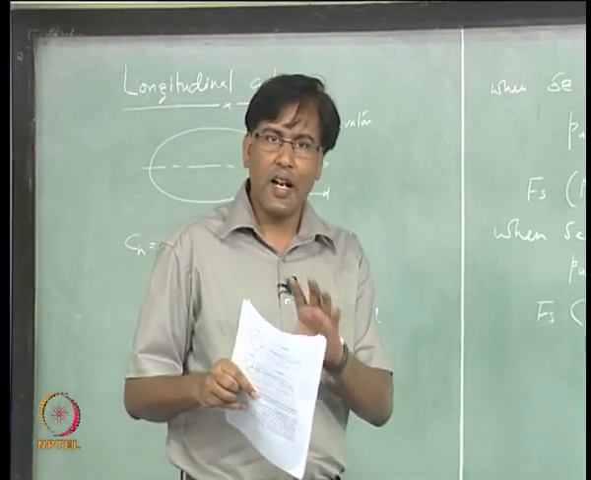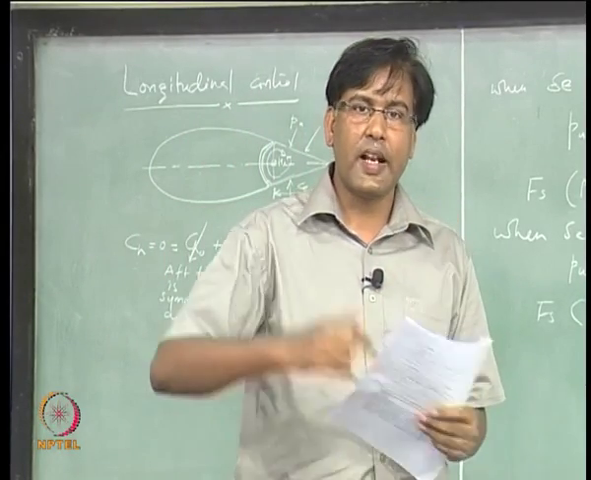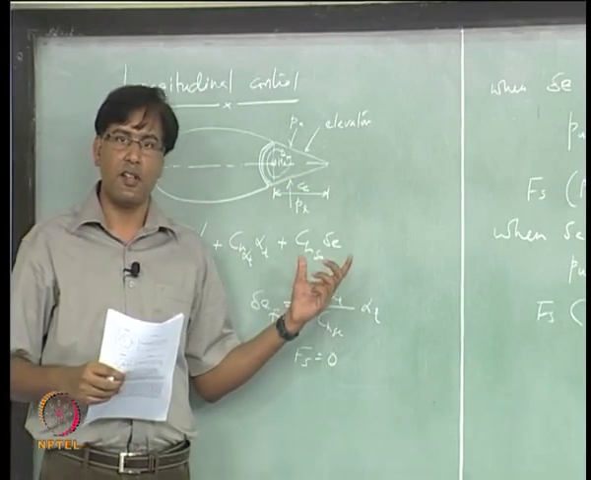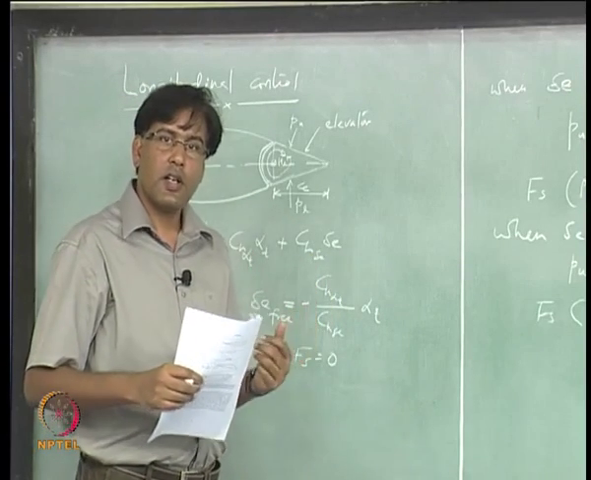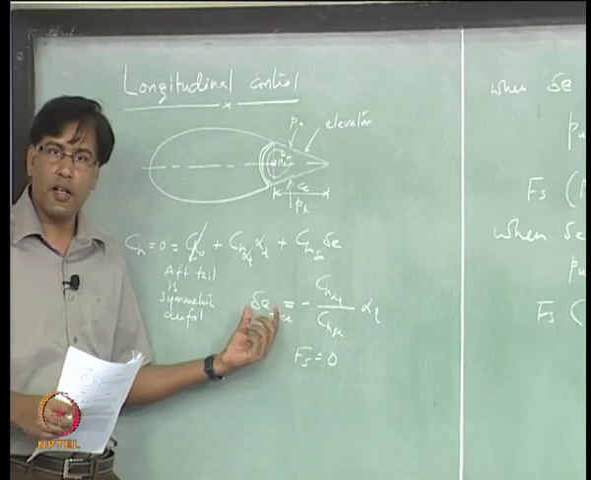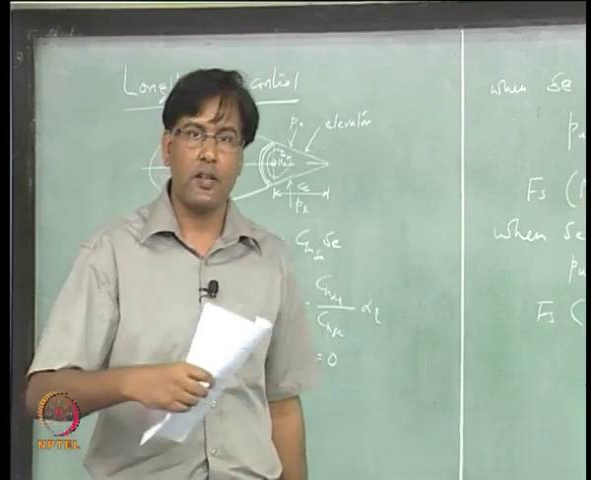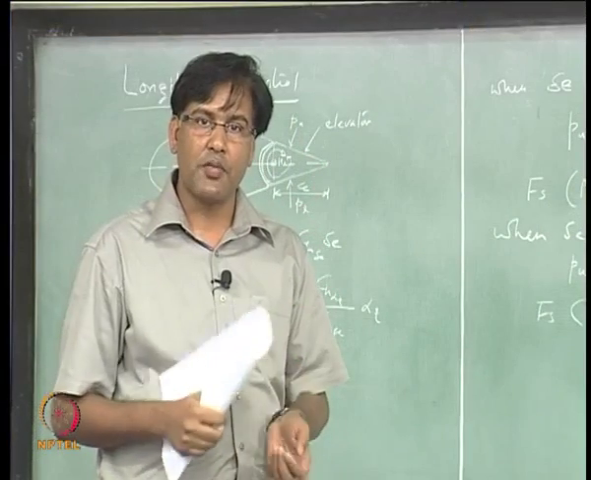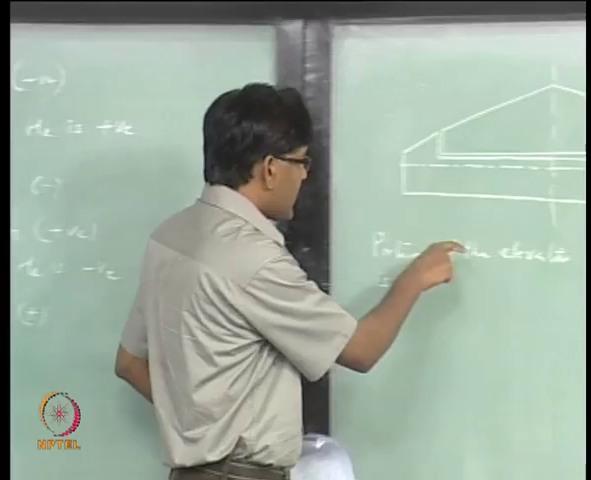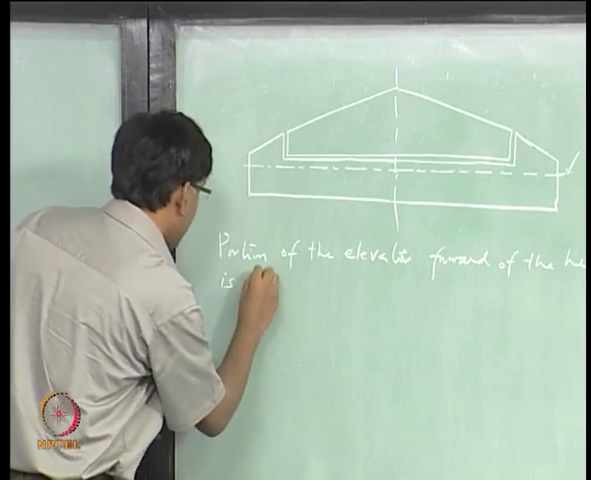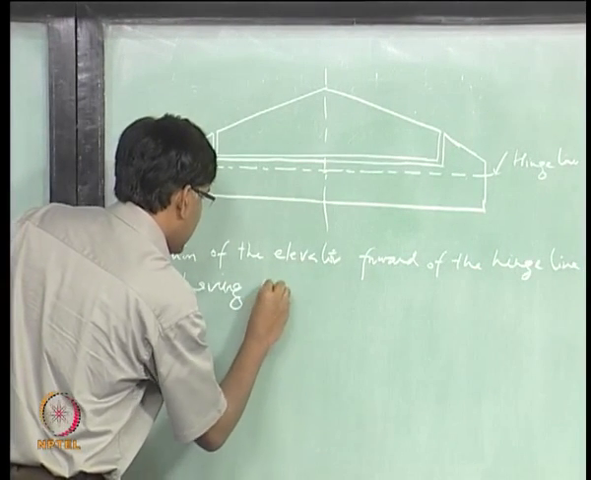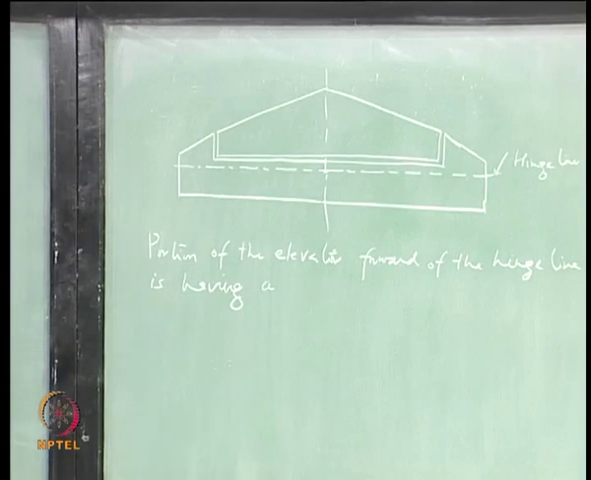Actually, you can adjust that. That adjustment is made by setting the tail incidence angle. So you can have that, but it may not be changing at every alpha t. So this can be used as a reference for calculating the aerodynamic moment. Accordingly, you have to find how much stick force you have to apply, right. The portion of the elevator forward of the hinge line is having a negating effect, okay.